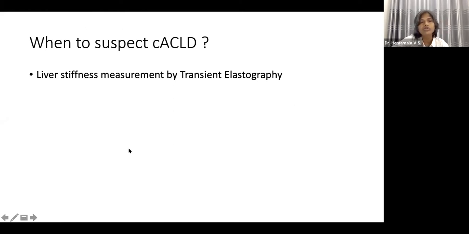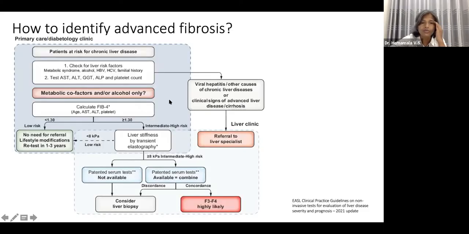In the last 20 years, a huge amount of work has been done on transient elastography, and we now have guidelines and criteria which have been established. So the liver stiffness measurement by transient elastography is now used for identifying or suspecting this compensated advanced liver disease. This is one algorithm published most recently by EASL in June 2021, which is meant mainly for general practitioners.